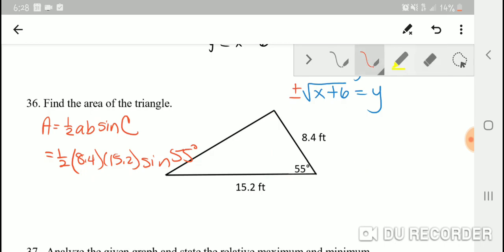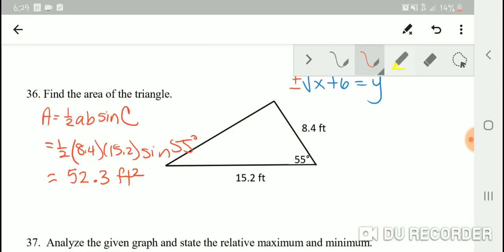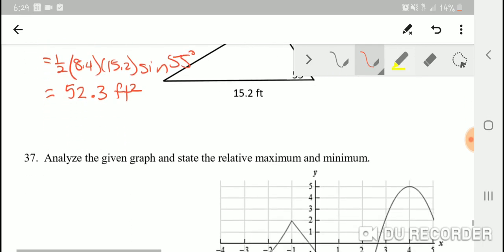Whatever is going to allow you to remember how to do this on the test works. And all you need to do to know if you're doing this correctly is get an answer of 52.3 feet squared. So as long as you got 52.3 feet squared on this problem, you know that you did it correctly. The method doesn't matter so much. Whatever is going to stick to your memory so that you can use that on the test.